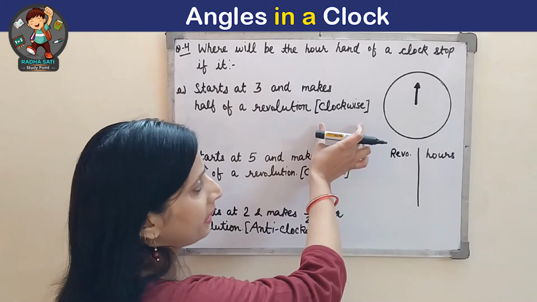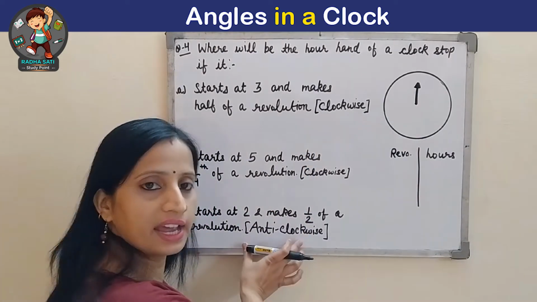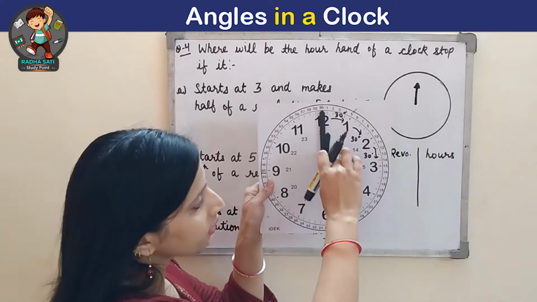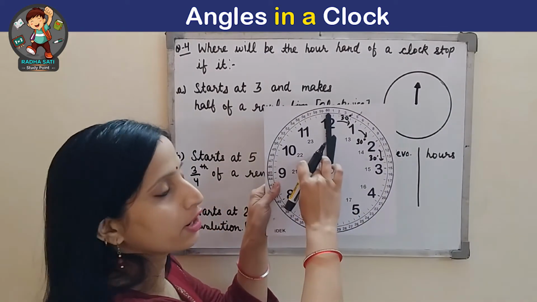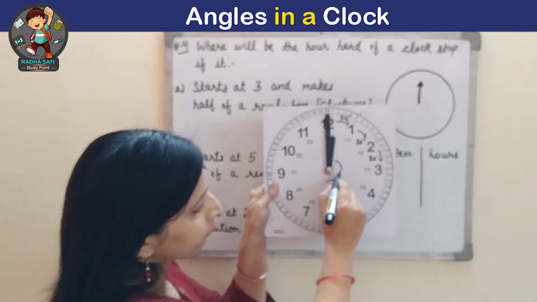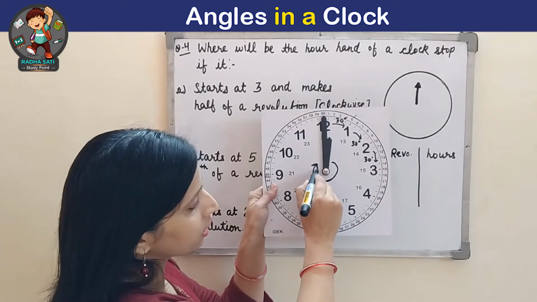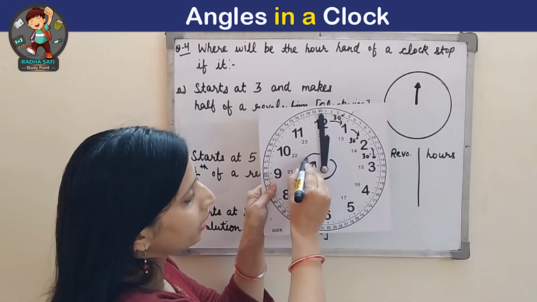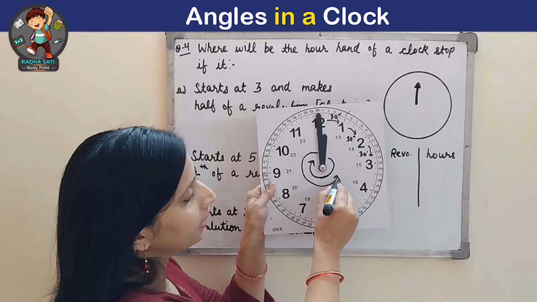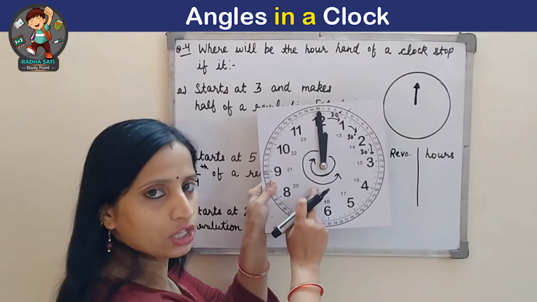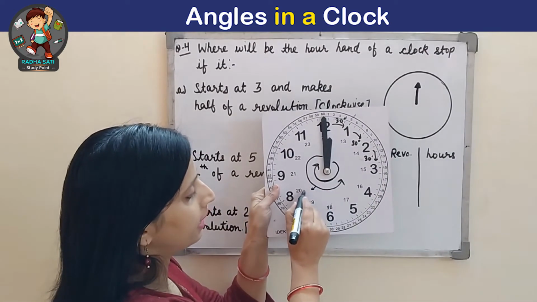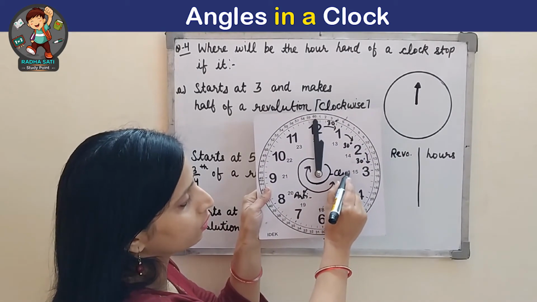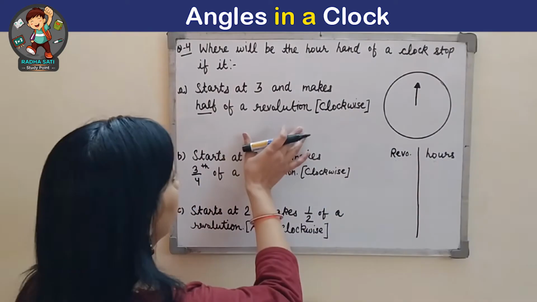So first I will explain this term clockwise and anti-clockwise. Clockwise means anything which moves in the direction of the hands of a clock. So if the hands move in this direction, this is clockwise, and if it moves in the opposite direction from here to here, then it will be considered as anti-clockwise. So this is anti-clockwise and this one is clockwise. Okay. Now we will do this question.